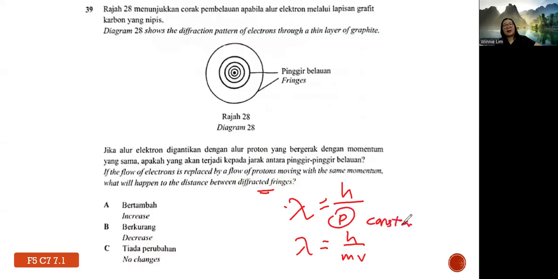So they already say this is constant. If this is constant, that means the Planck constant is of course constant. So does your wavelength change? Your wavelength also has no change. So if the wavelength has no change, that means your pattern also will have no change. So the answer is C.